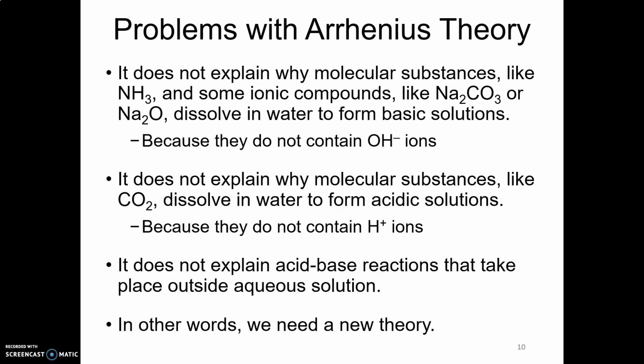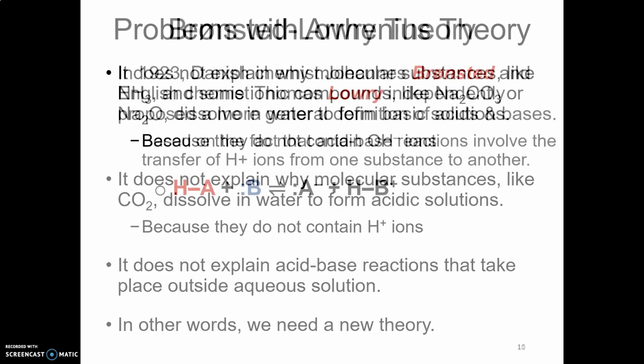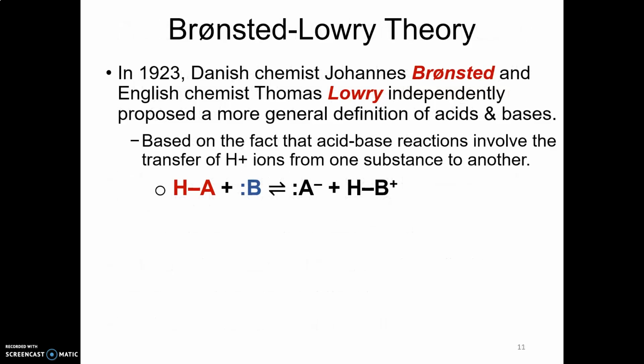And what's really kind of cool is that two scientists at the same time back in 1923, you have Danish chemist Johannes Bronsted, and then you had the English chemist Thomas Lowry. In 1923, they both published the same theory independently, which is kind of cool. That happens sometimes in chemistry. So we call this the Bronsted-Lowry theory because we're trying to give them both credit because it's both their ideas, right? They did it separately, but it's both their ideas.